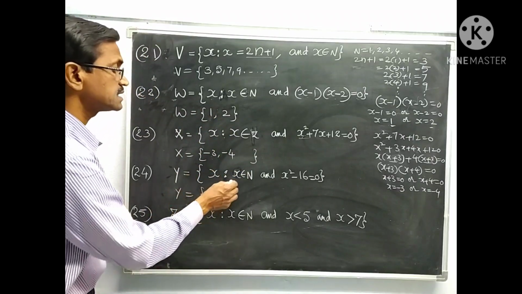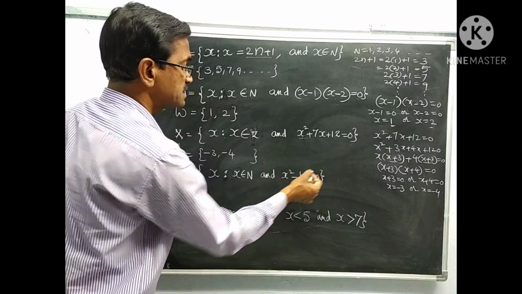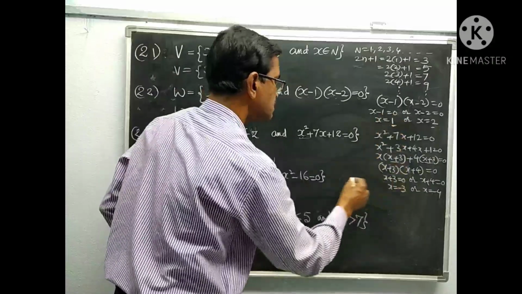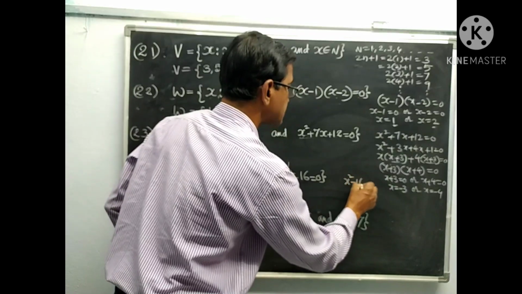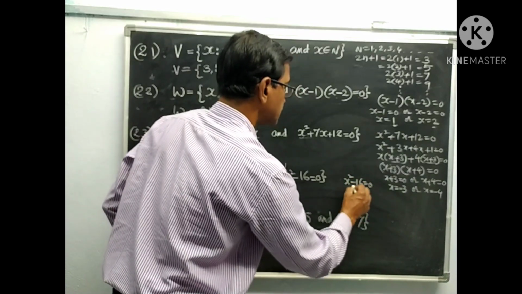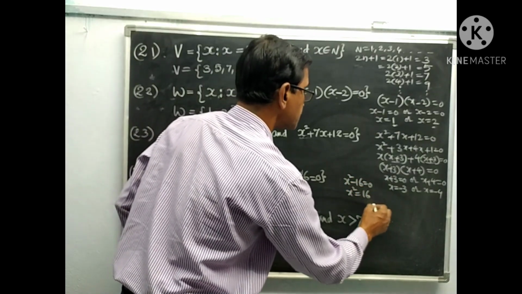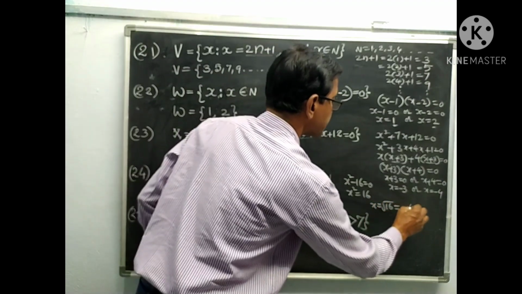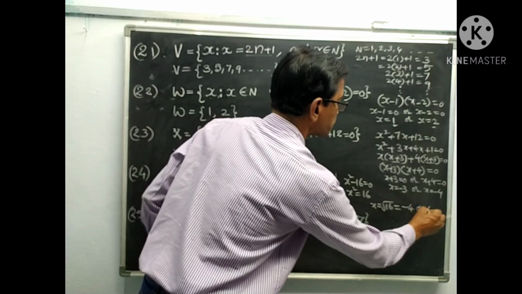Here x such that x belongs to N, x square minus 16 is equal to 0. We have to solve this equation. Similarly, x square minus 16 is equal to 0, x square is equal to 16. Then x is equal to square root of 16. We get minus 4 or plus 4.